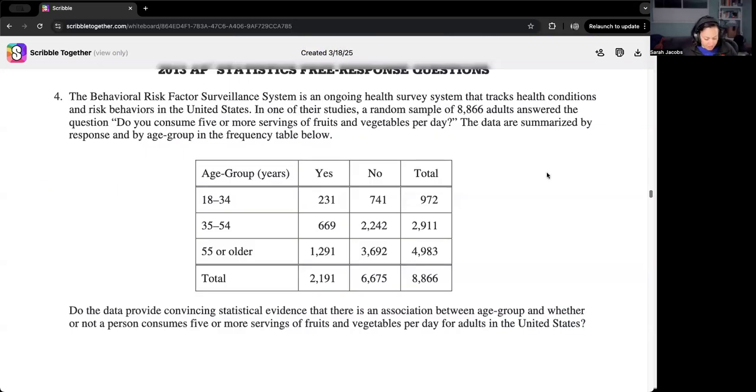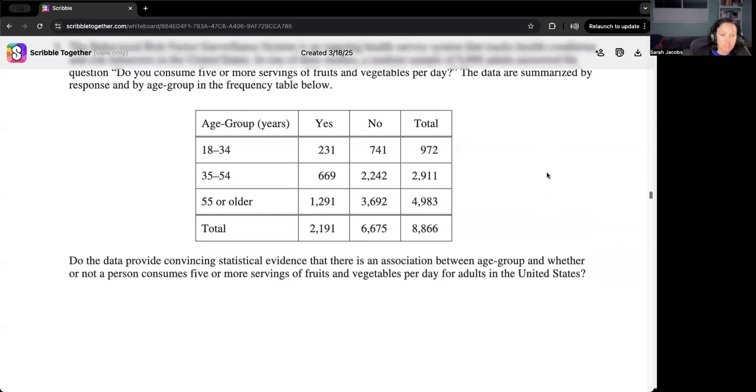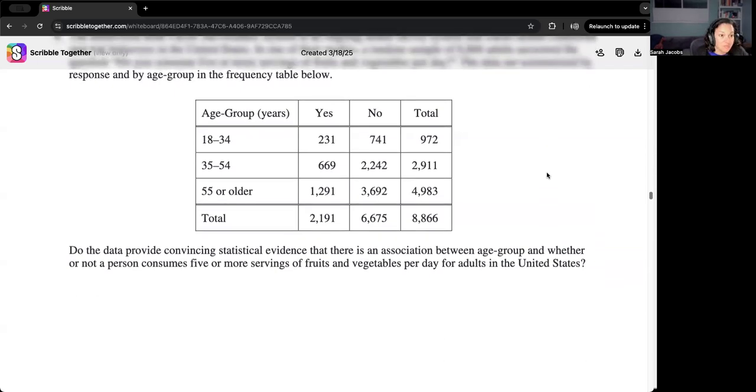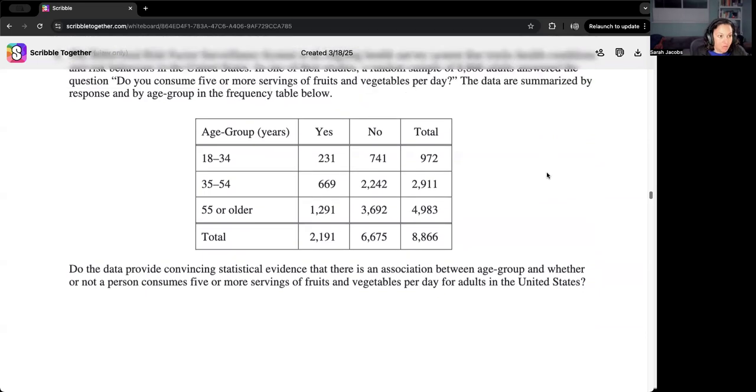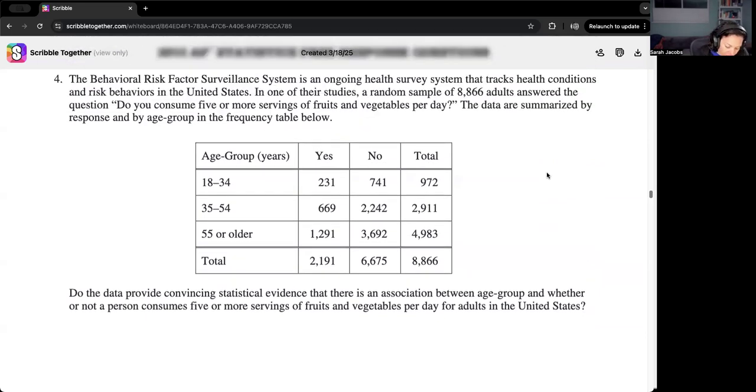Okay, last but not least, our chi-square question. You definitely need to know how to do this. So the Behavioral Risk Factor Surveillance System is an ongoing health survey system that tracks health conditions and risk behaviors in the United States. In one of their studies, a random sample of 8,866 adults answered the question, do you consume 5 or more servings of fruit and vegetables per day? The data are summarized by response and by age group in the frequency table below.